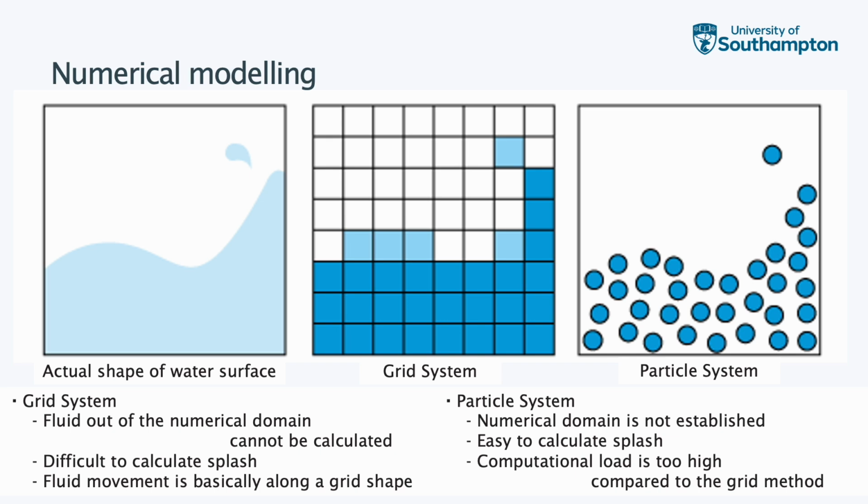It is also difficult to calculate wave splash like wave breaking in the case of the grid system. When you want to reproduce wave breaking reasonably using the grid system, you need to set fine grid cells at the site where wave breaking is generated. In the case of the particle system, the numerical domain doesn't have to be set, and it is easy to calculate wave splash like wave breaking, but the computational load is very high compared to the grid system.